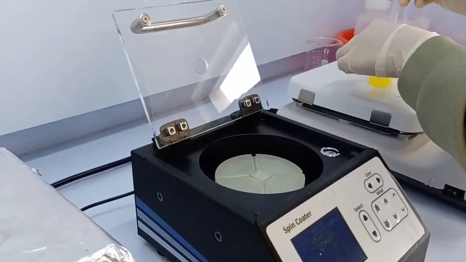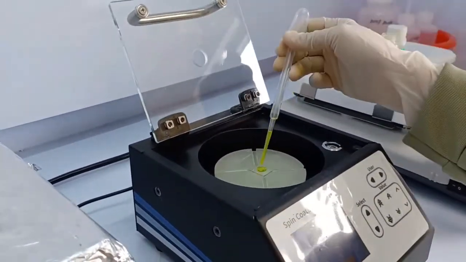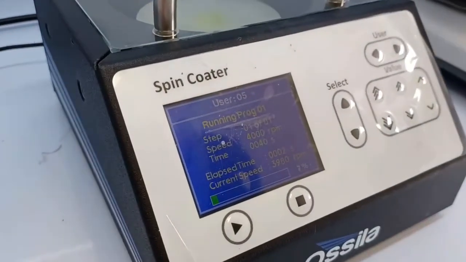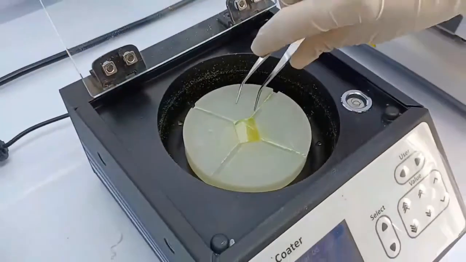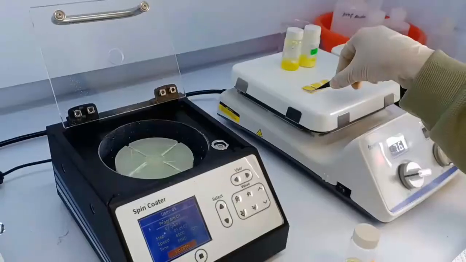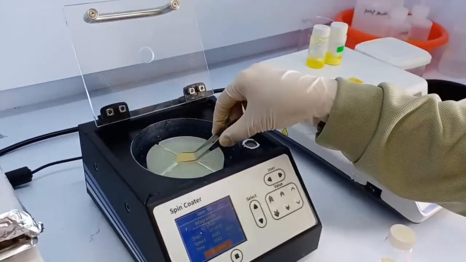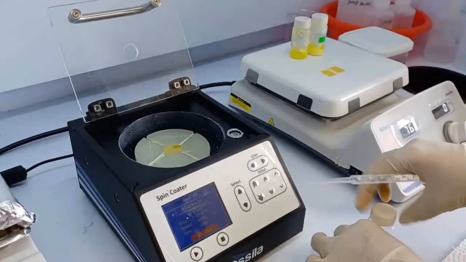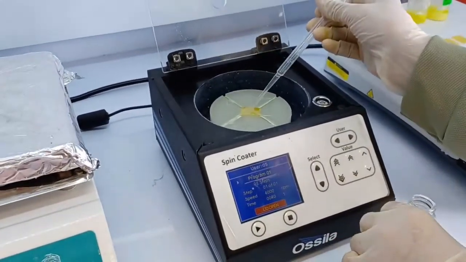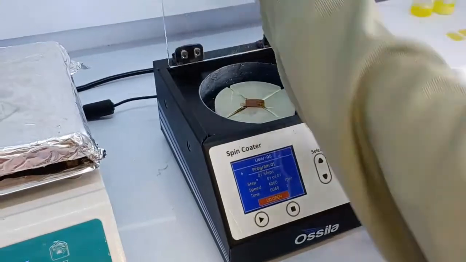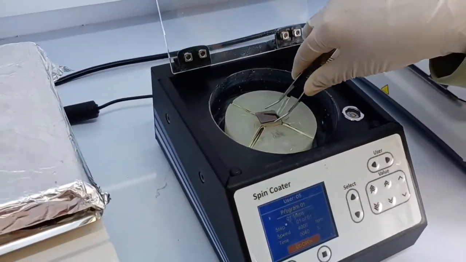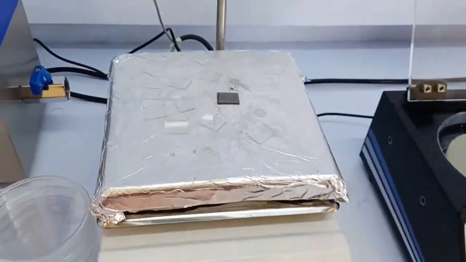40 seconds immediately. The glass with the lead iodide thin film was then dried for 10 minutes at 80 degrees Celsius on a hot plate. The MAI solution was dropped on the lead iodide thin film to form perovskite. Then, spin the perovskite film at 4000 rpm for 40 seconds. Finally, the thin film is dried at 100 degrees Celsius for 10 minutes on a hot plate.